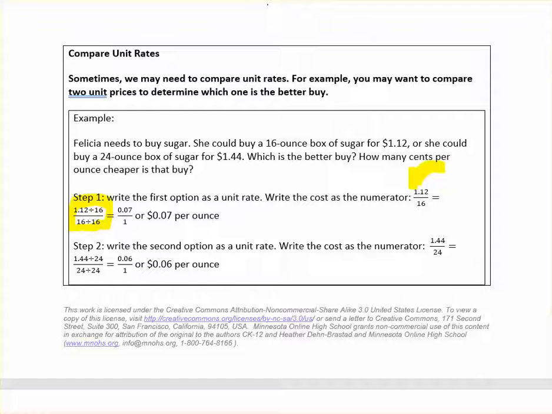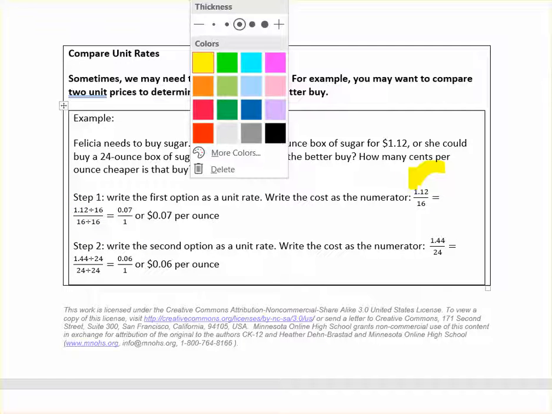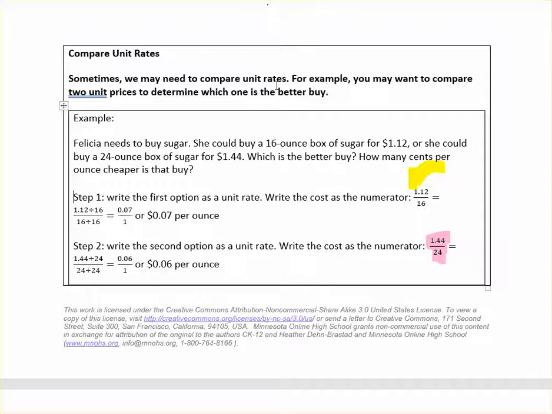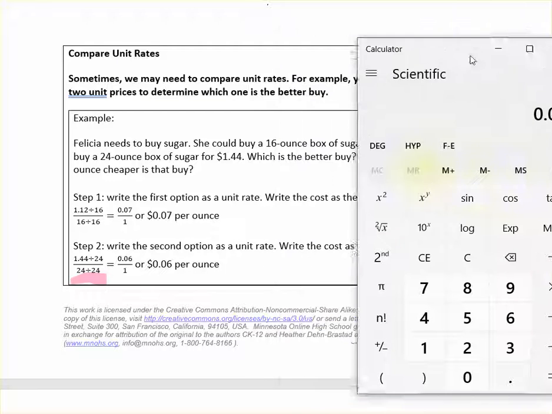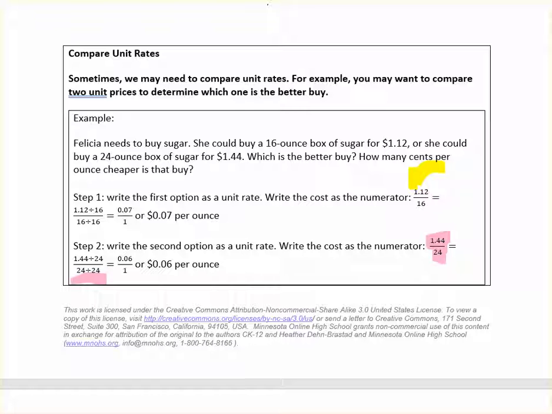Now let's do the second box of sugar. That one is $1.44 for the box for 24 ounces. So we write that like a fraction. 1.44 over 24, and then we divide top and bottom by the 24, and then we use our calculator again. So this time it would be 1.44 divided by 24, and it's 0.06, so that's 6 cents per ounce.